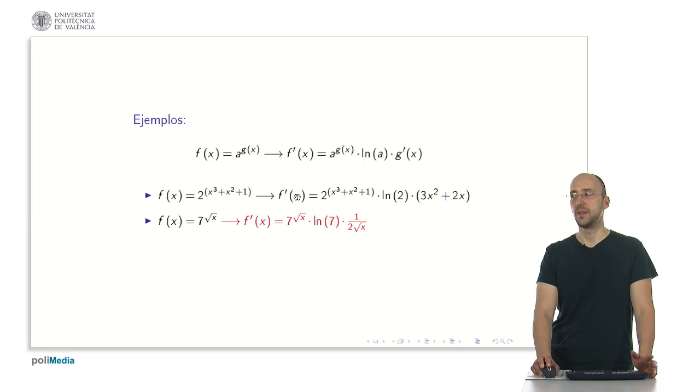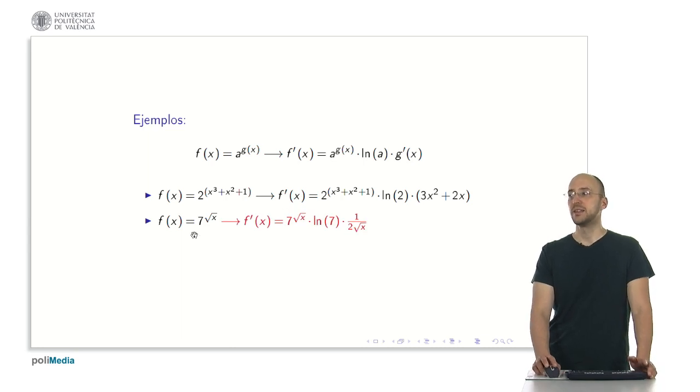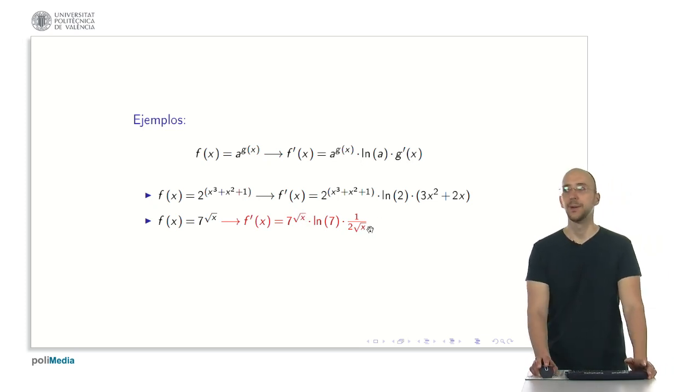In this case, it would be 7 raised to the square root of x, which remains unchanged, multiplied by the natural logarithm of 7, the base, and further multiplied by the derivative of the exponent. What is the derivative of the square root of x? It is 1 over 2 times the square root of x.